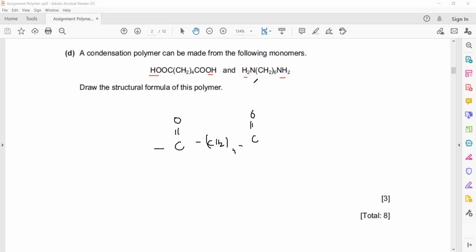NH2 means nitrogen forms a bond with two hydrogens, but one of the hydrogens is removed, and nitrogen and carbon will form a bond. So this will be CH2 bracket 6 and NH, put a bracket and then n. So this is worth 3 marks, the structure of nylon. Is it clear?